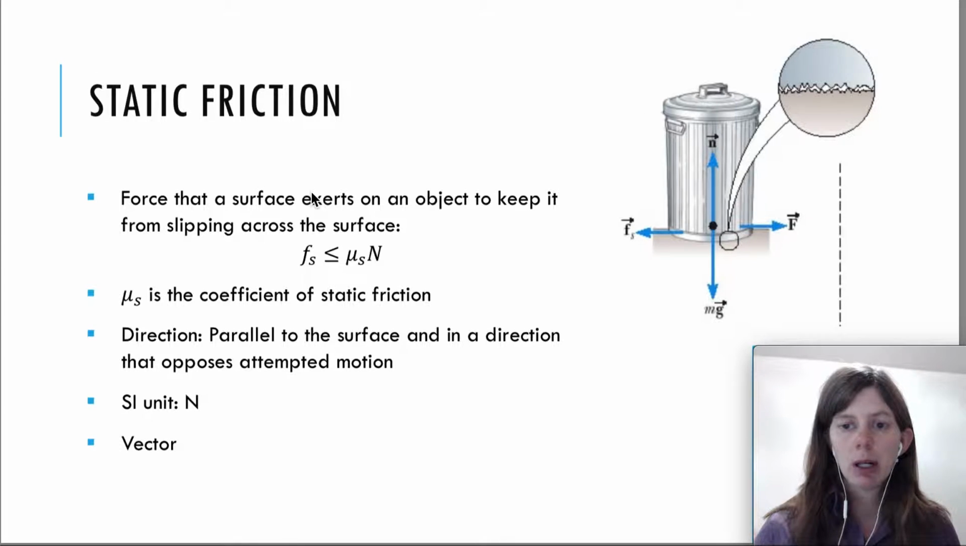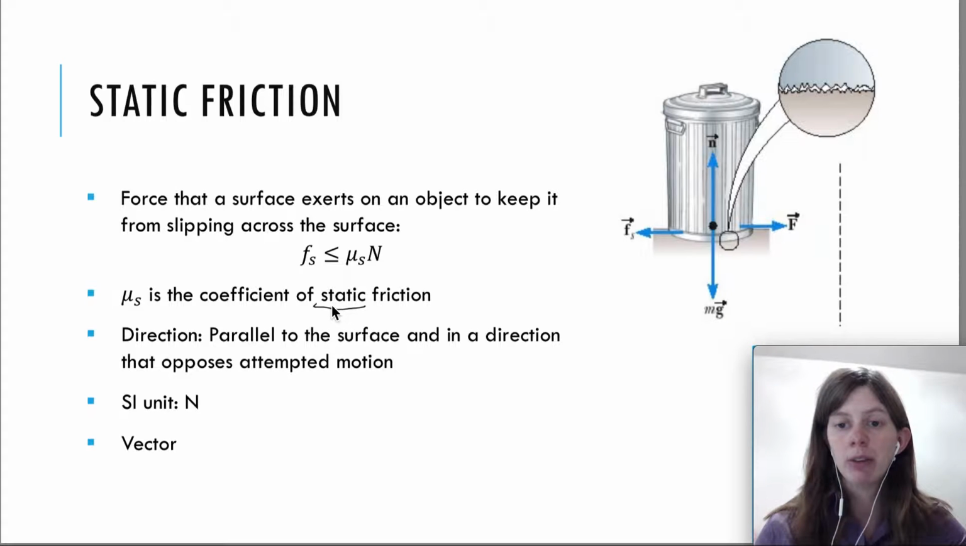It's a little bit more complicated here because we have an inequality in the definition. The static friction force is smaller or equal to the coefficient of static friction times the normal force. So mu s is that coefficient. It has the same purpose as the coefficient of kinetic friction. It indicates the roughness and how much friction there is going to be, but it's a different coefficient when your object is at rest. Friction is always parallel to the surface, and it opposes attempted motion.